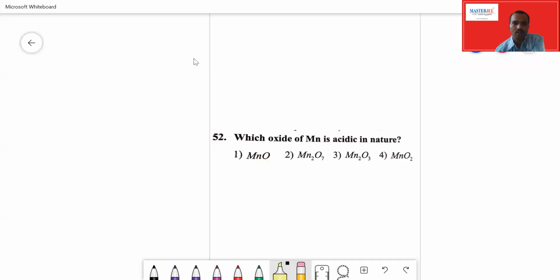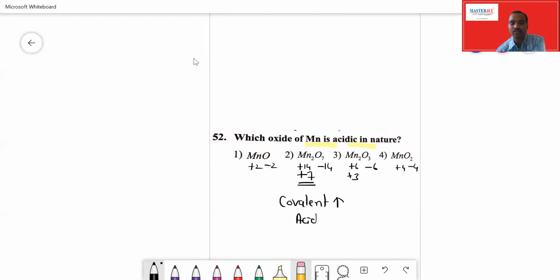Next, they're asking which oxide of manganese is acidic in nature. See here, this is -2, this is +2; this is -14, this +14, that means +7; this is -6, this is +6, that means +3; this is -4, this is +4. Among all, which is exhibiting maximum oxidation number? This one. As oxidation number increases, covalent nature increases. As covalent nature increases, acidic nature increases. So we can say that Mn2O7 is most acidic in nature.